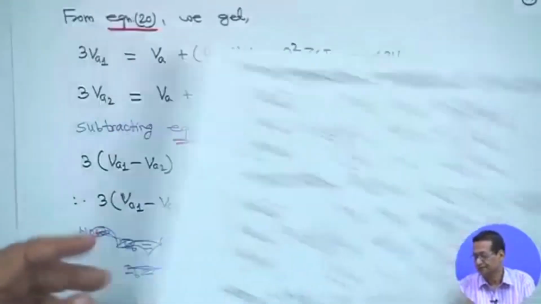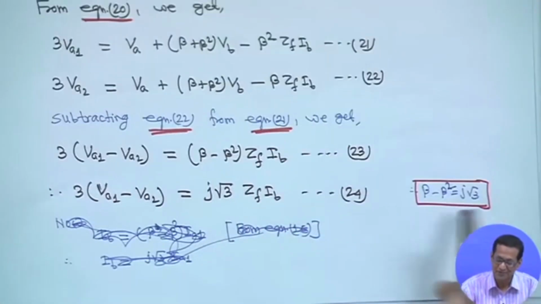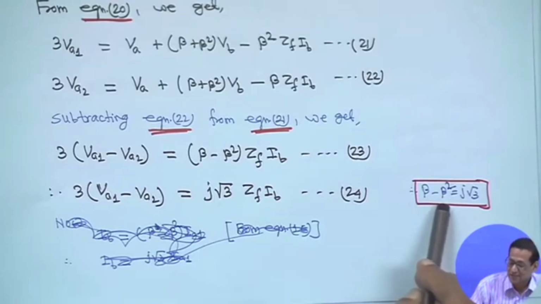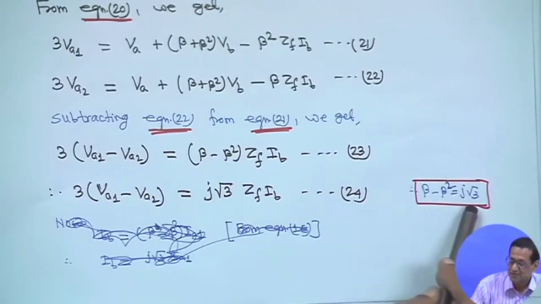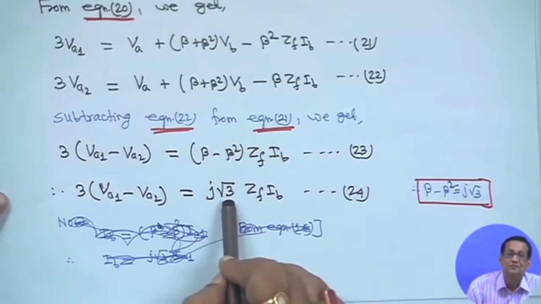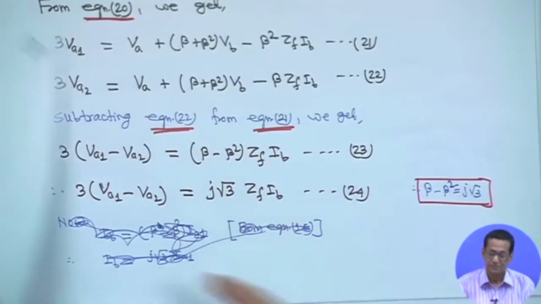We will come to that. That means this beta minus beta square, if you simplify, beta is equal to e to the power j 120 degree. So beta minus beta square actually becomes j into root 3. So we are putting here j into root 3 into Z dep into IB.